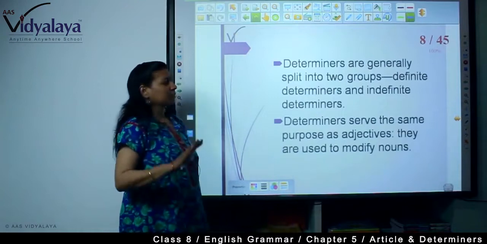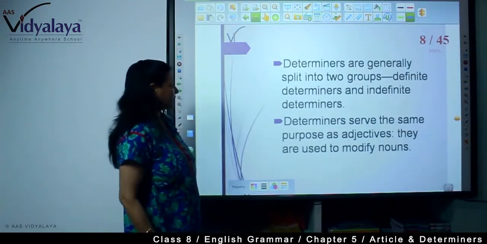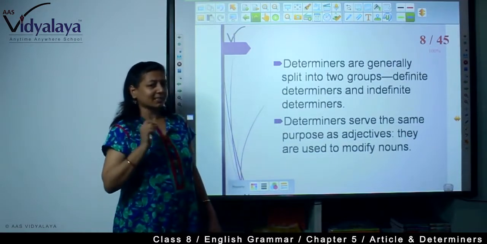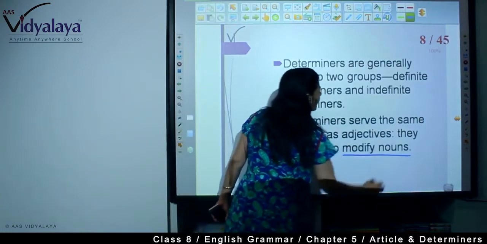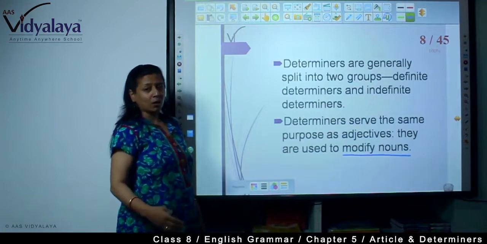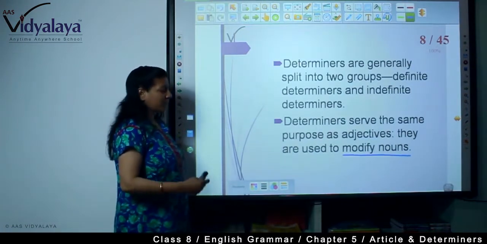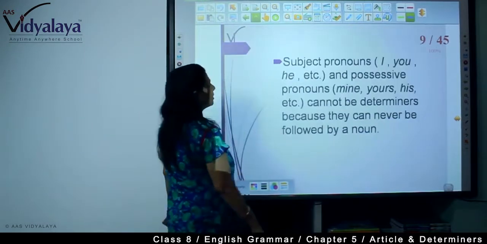Determiners are generally split into two groups, definite determiners and indefinite determiners. Determiners serve the same purpose as the adjective. They are used to modify nouns. Adjectives modify nouns: dark boy, black girl, black cat. So in the same way, determiners also modify nouns.